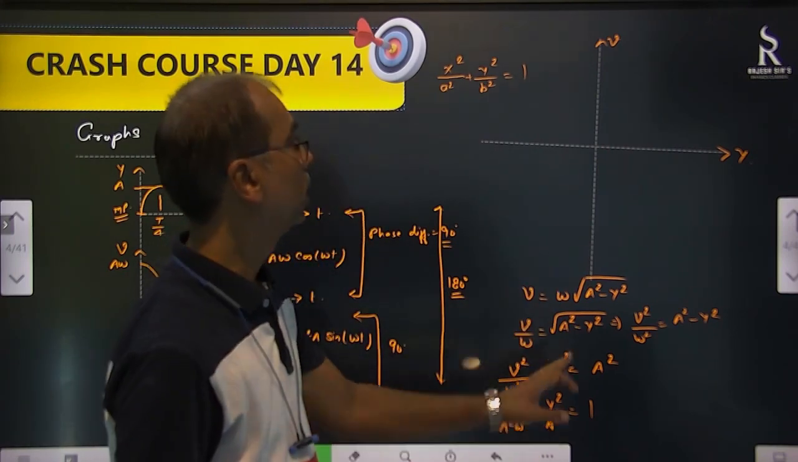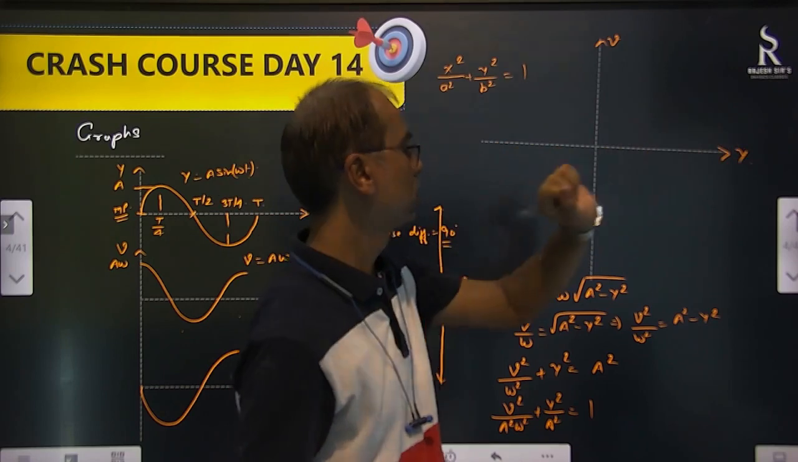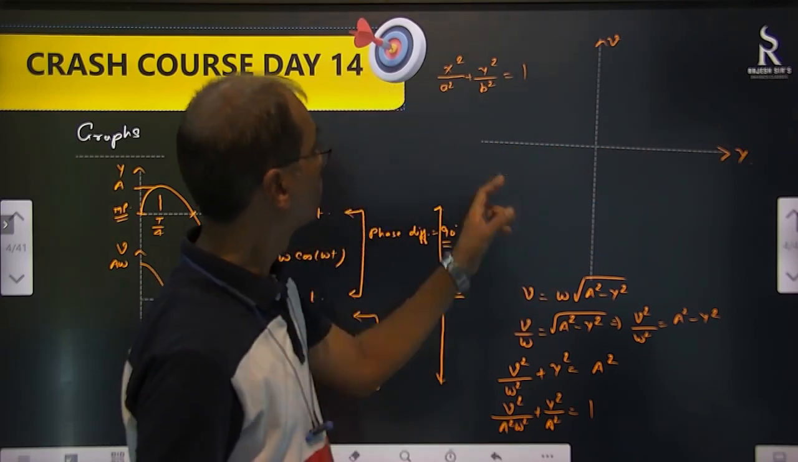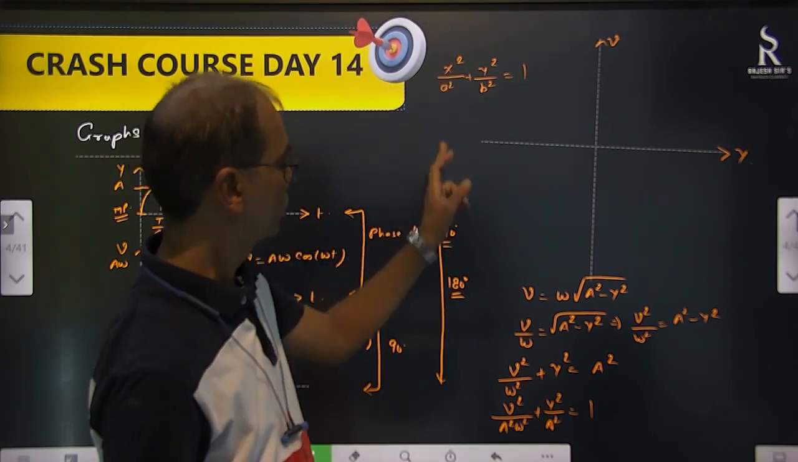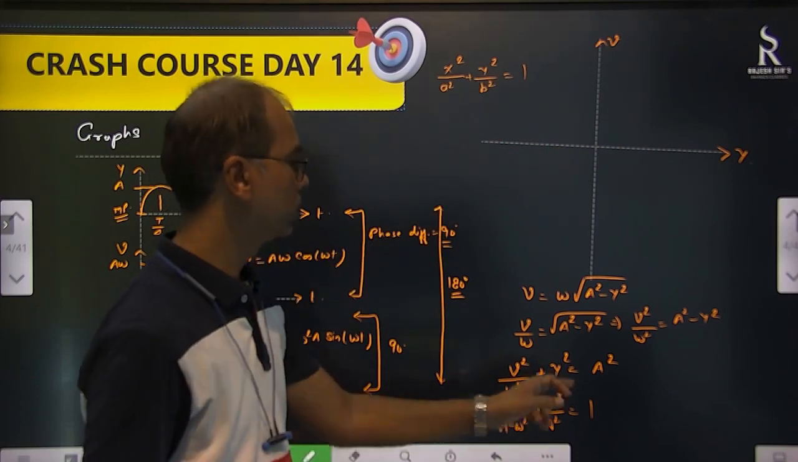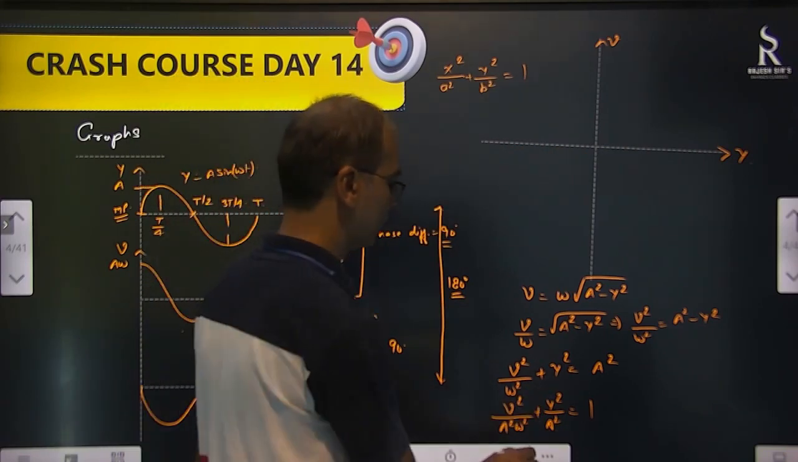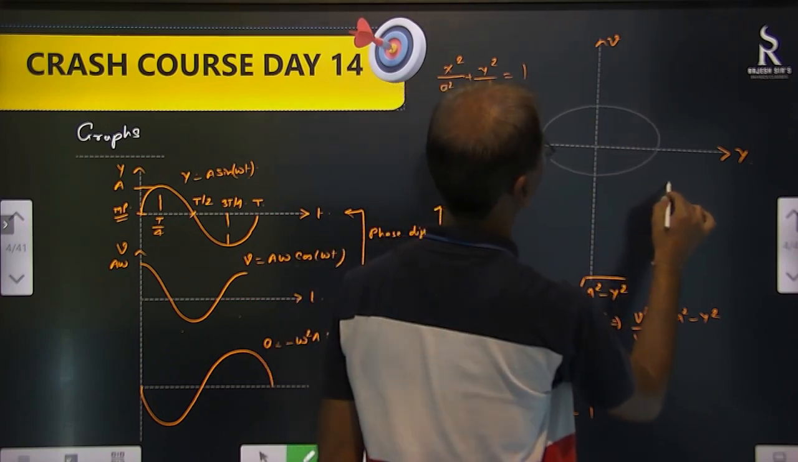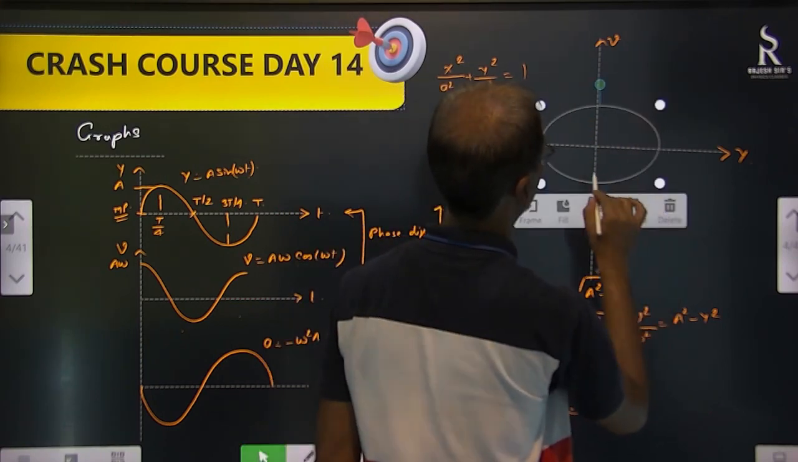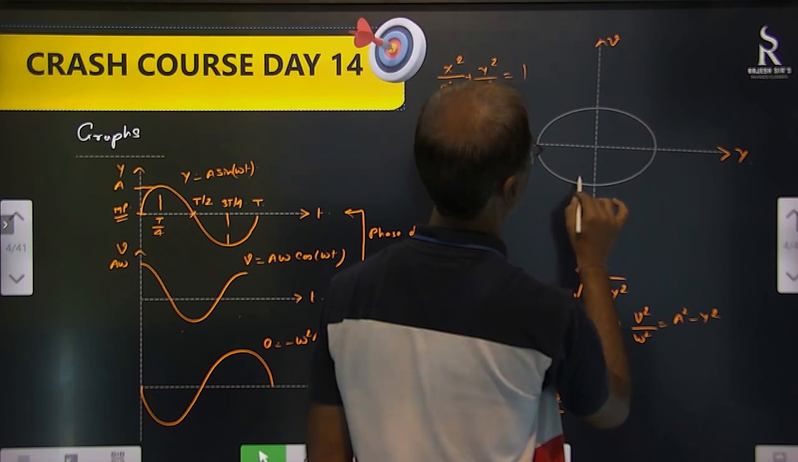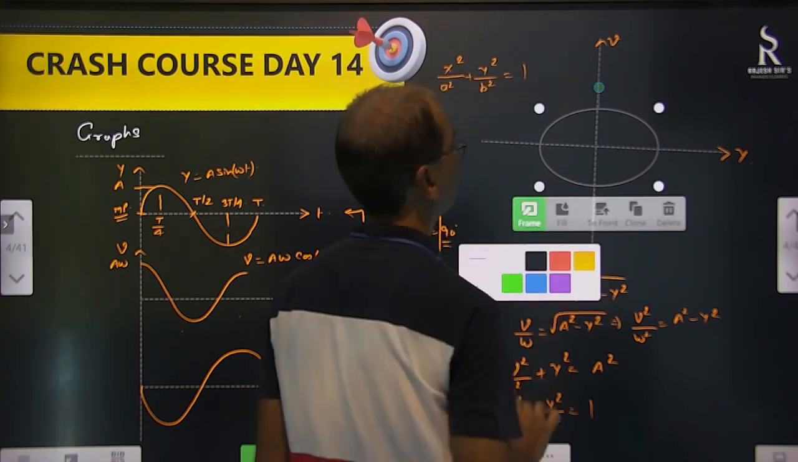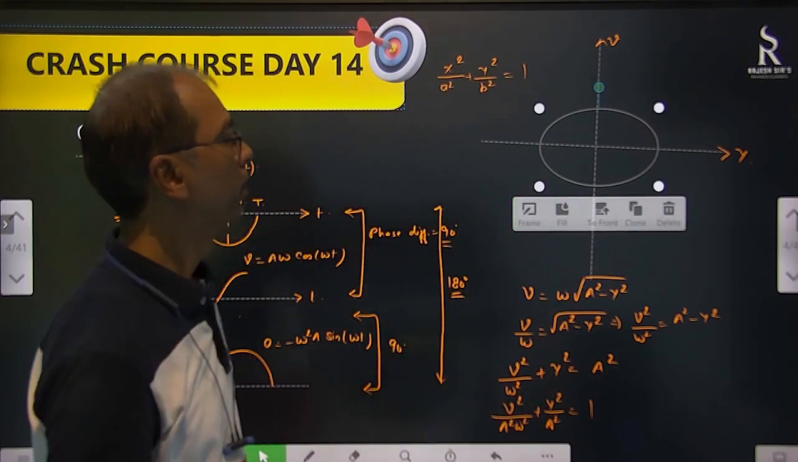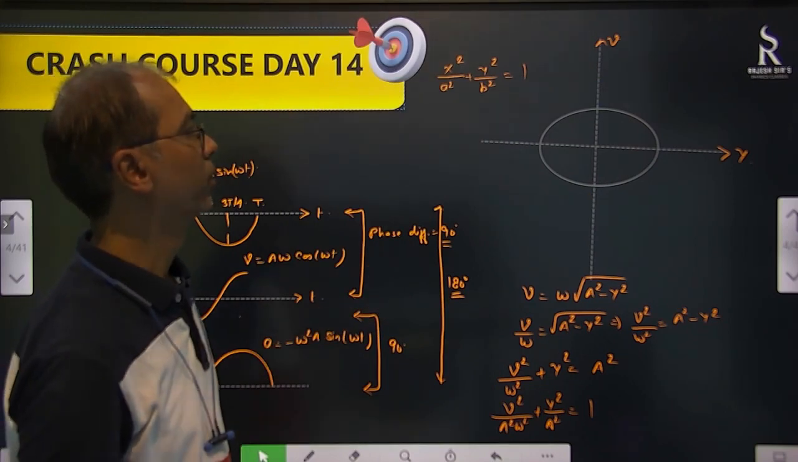So one is along the y-axis, one is along the x-axis. So v and y, this is along y, this is along x. It's very similar to x square by a square plus y square by b square equal to 1. So how is the graph? The graph is an ellipse. Remember that. Something like this. Okay, this is the graph.